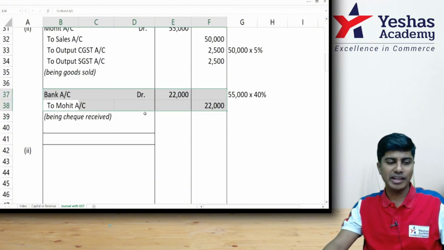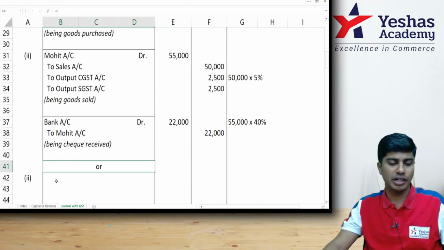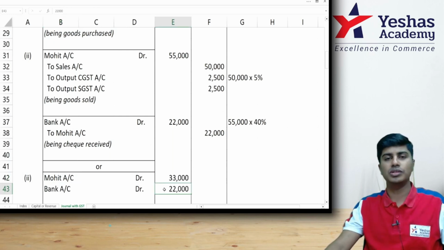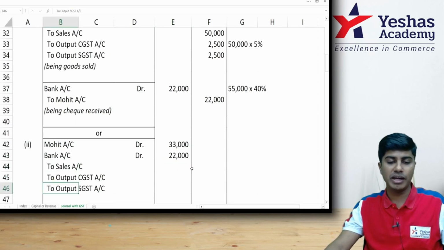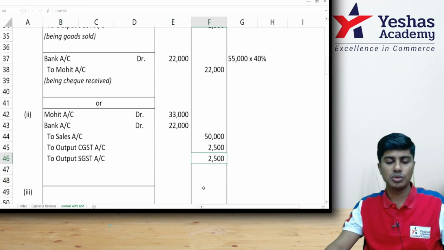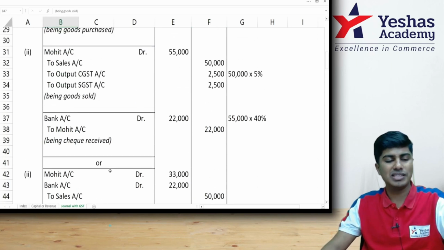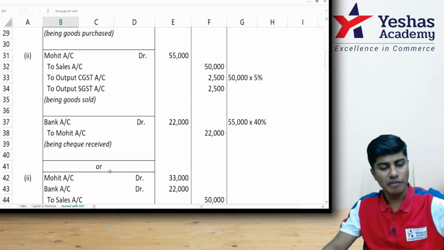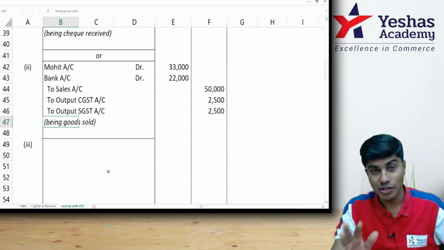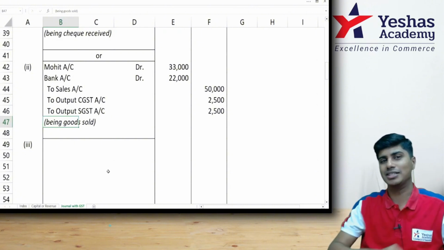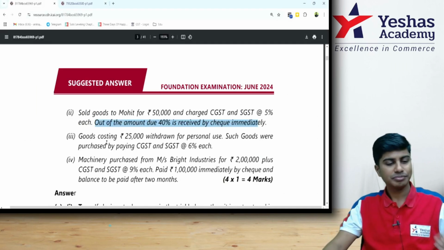Instead of doing it, I can club these two entries to write one short entry. I can write Mohit account for the balance of 33,000 and bank account for 22,000 and credit our sales and output CGST, SGST by 50,000, 2,500 and 2,500. This is the same as the second entry, which is written as two and clubbed into one. Either way is totally accepted. You can write it either way. You will be awarded full marks. Let's go to the third one.